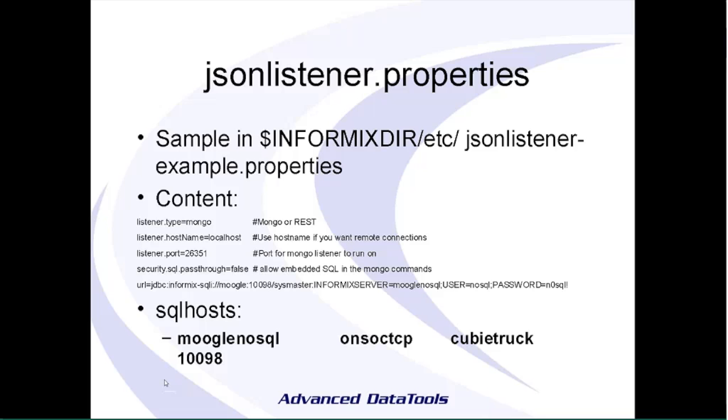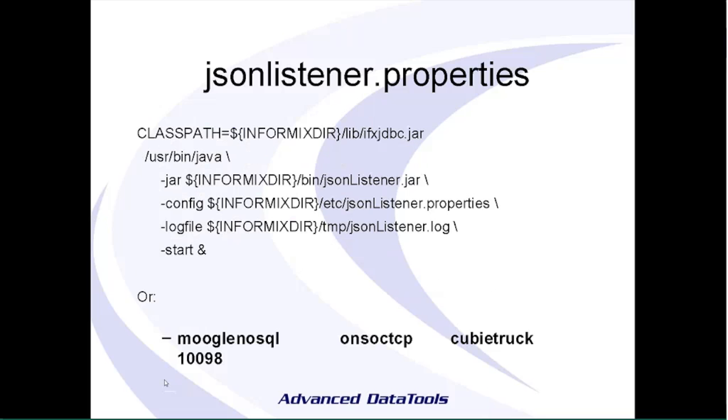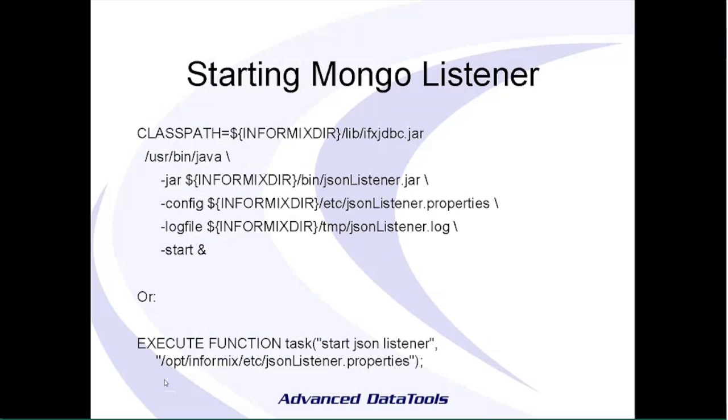So starting it, there are 2 options. The first one is to set up your Java command, set a class path, and then call the JSON listener jar file. There's a couple of different ways you can configure this. There's lots of documentation, I link it at the end. And it starts it, kicks it off, no problem. The other option is you can execute the function task, start JSON listener, and then you pass in the listener properties file. You can give it some extra arguments for things like if you want a different log file or log level. There are a number of different options you can pass as a third parameter.